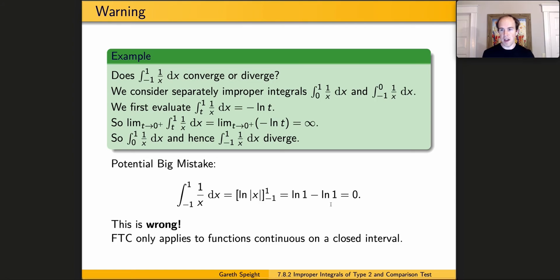Check and make sure that the function inside doesn't have any infinite discontinuities anywhere where we're integrating, if the limits are finite. For instance, -1 to 1. You want to look and make sure that the function we're integrating doesn't have any infinite discontinuities. For example, 1 over x has that infinite discontinuity at 0.